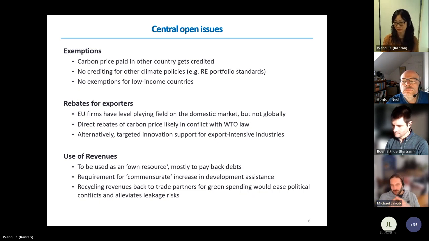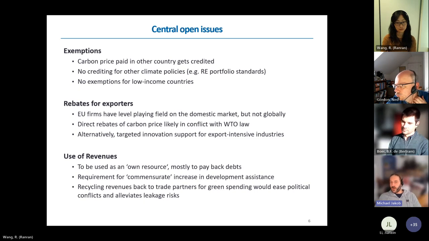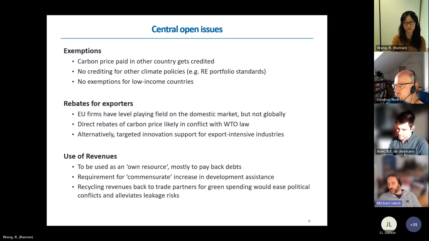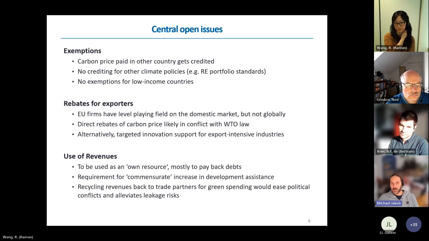And secondly, what's interesting, there are no exemptions for low-income countries. Some people have argued that low-income countries don't really export a lot of carbon-intensive products in the first place. And also, even if you excluded them, this wouldn't be a lot of emissions you don't cover, and this might actually prevent adverse development outcomes and make it easier also. So for instance, Mozambique exports a lot of aluminium to the European Union, and one might think about excluding this.